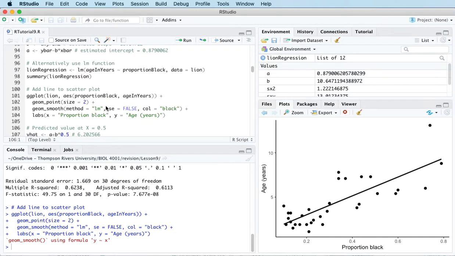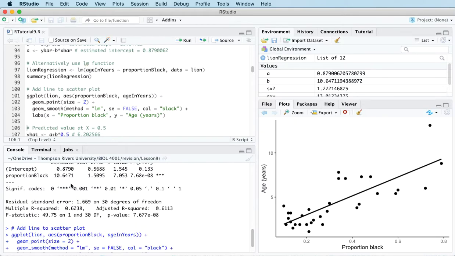Let's finish up by thinking about what these numbers mean. What does this number actually mean? I'm saying that this is the estimated intercept. If I was to extend the regression line as far as a predictor value of 0, so that's going to be over here somewhere, maybe where my arrow is, that would be the predicted age for a lion with no black pigmentation in its nose, so a proportion of 0. We would predict the age of that lion to be 0.879 years, so not quite a year old.